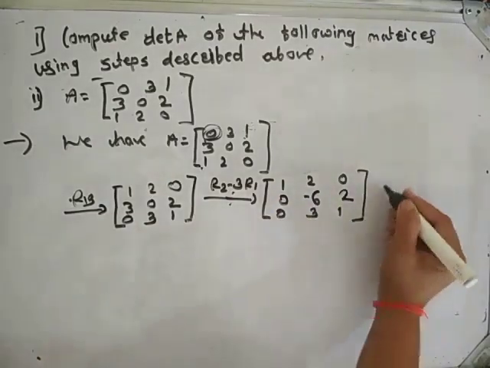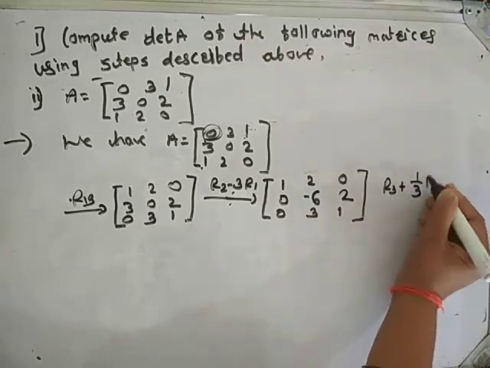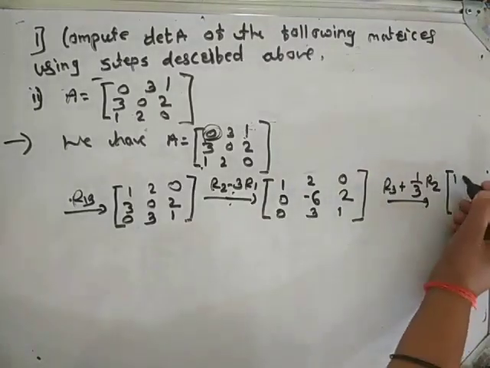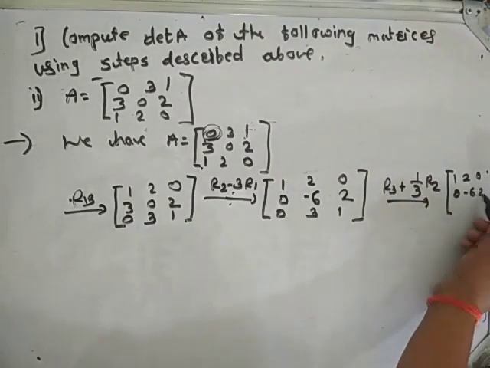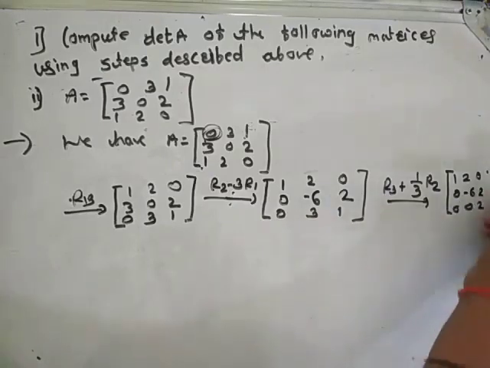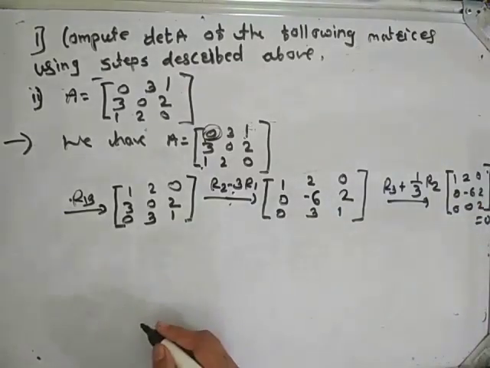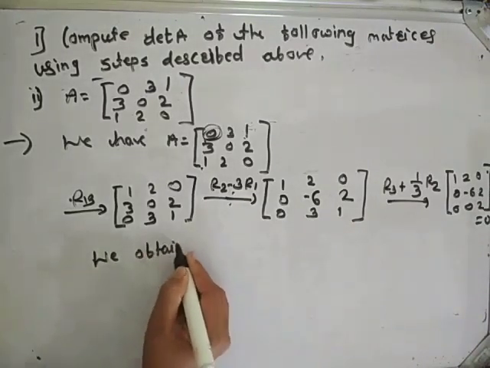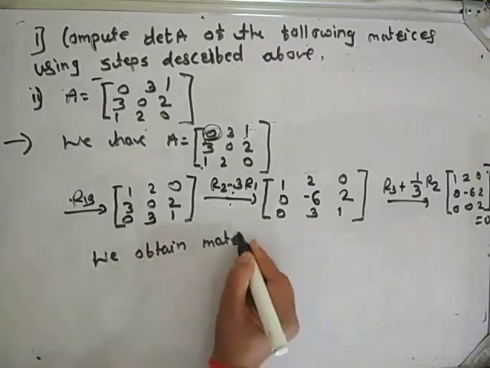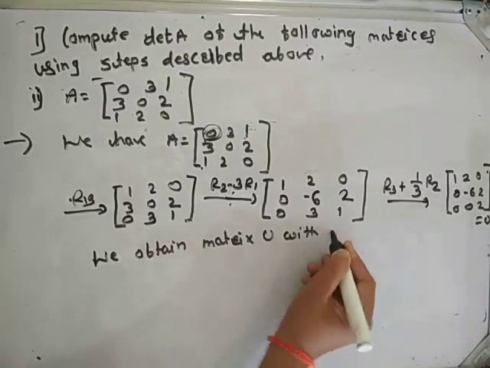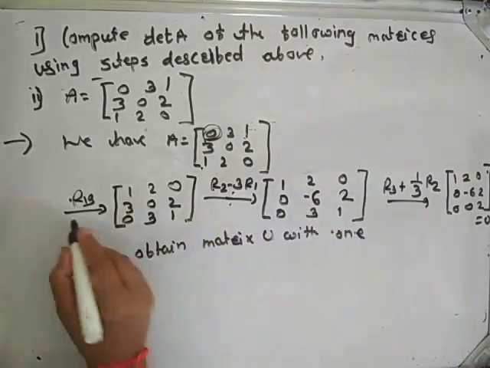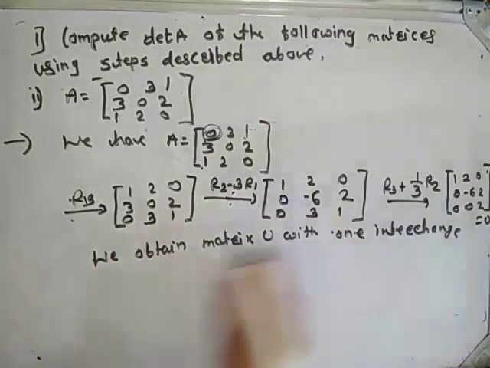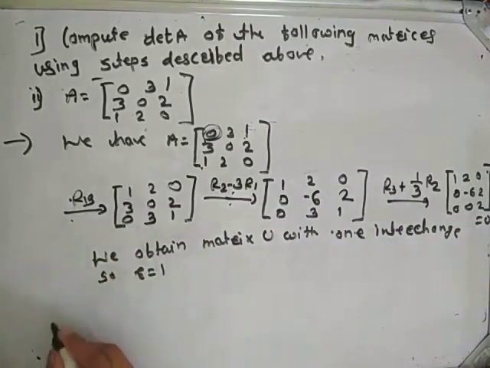Now perform a row operation R3 plus 1 by 3 R2. So we will get 1 2 0 0 minus 6 2 0 0 2. This is matrix U. We obtain matrix U with one interchange, here R1 and R3 interchange. So R equals 1.